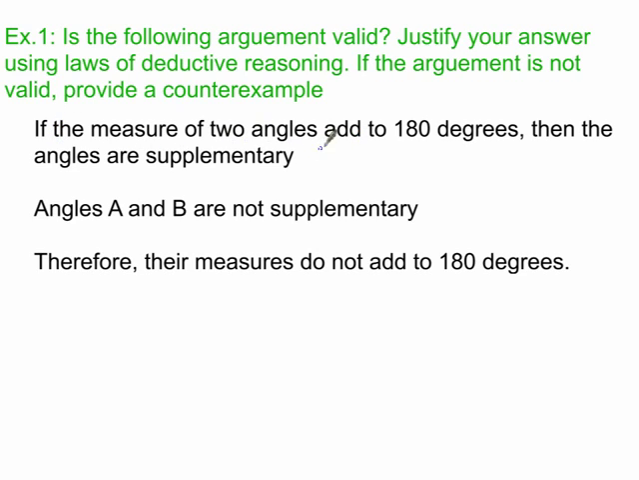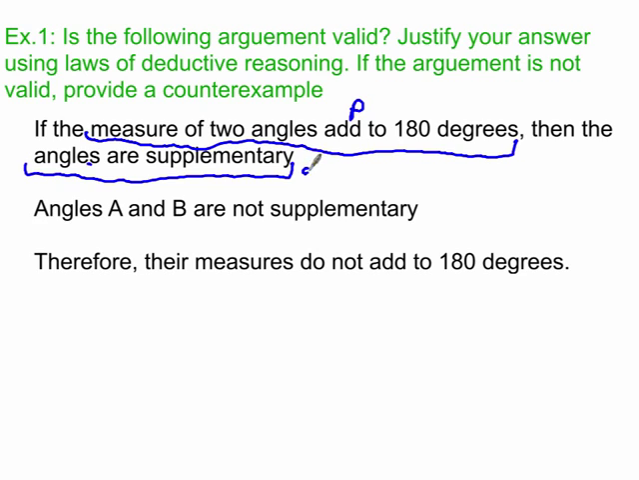It says, if the measures of two angles add to 180 degrees, then the two angles are supplementary. Angles A and B are not supplementary, therefore their measures do not add to 180 degrees. Let's think about this. If I say the measures add to 180 degrees, call that P, and the angles are supplementary, call that Q. Then I've got P implies Q up here in this first sentence.